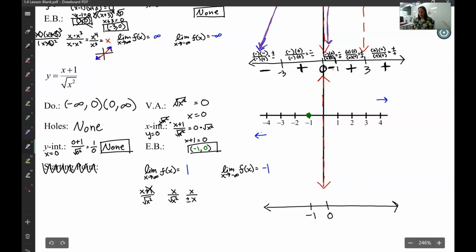And in fact, if I know that my end behavior has to go this way, I can double check on my sign line, but if I'm left of -1, it should be negative. So let's plug that in and see. So -2, let's say, -2 plus 1 is a negative. -2 squared is a positive, and then square root of that is a positive. So that worked. We got a negative.